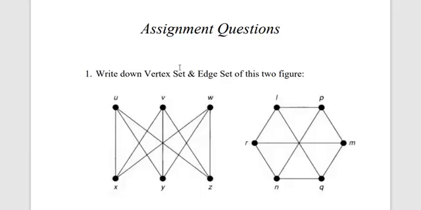Now here is your assignment question. You have to write down the vertex set and edge set of these 2 given figures, vertex set and edge set in brackets. Simple. Upload it in the RNWIET application. So today's lecture is completed.